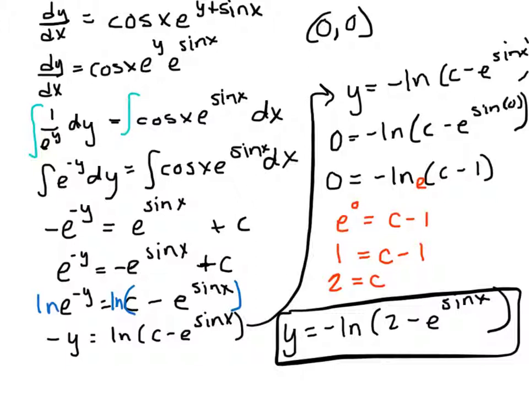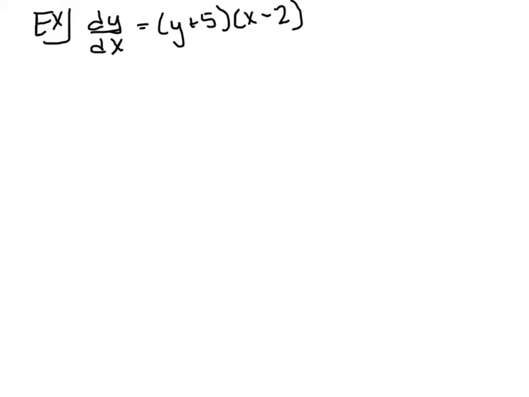Let's look at another example. All right, so let's look at the example dy dx equals y plus 5 times x minus 2. Why don't you guys take a moment, pause the video, and try this one yourself. I'll go ahead and put the solution up so that you guys can see how it works out, but I'd like you to try this one yourself before moving on.